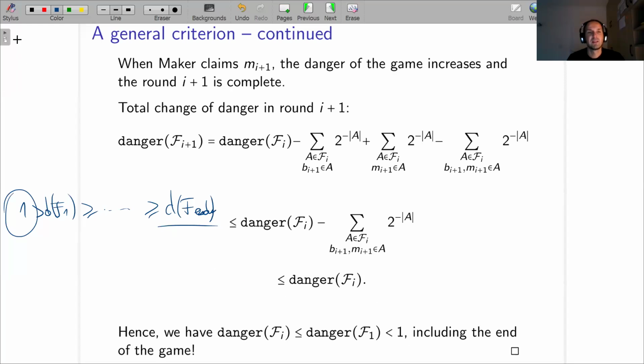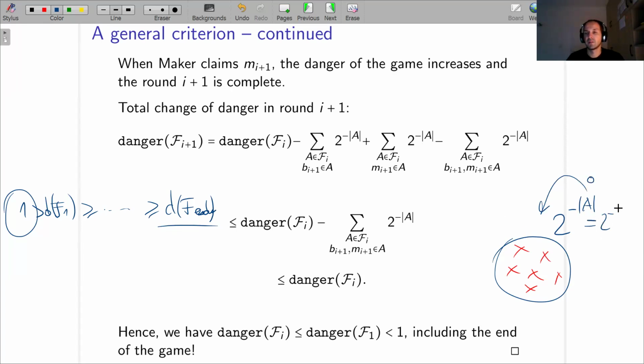As it's less than 1, in the end, there will be no winning set of completely maker's elements. Because what is the danger of a winning set that is completely maker's? The danger is 2 to the minus the number of unclaimed elements, which is here 0. So this is 2 to the minus 0, which is 1. So this danger is 1 at the end of the game, and the danger is strictly less than 1. Hence, there is no win of maker. So breaker wins.